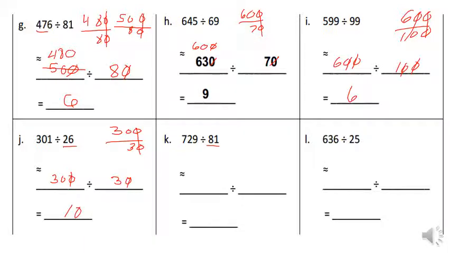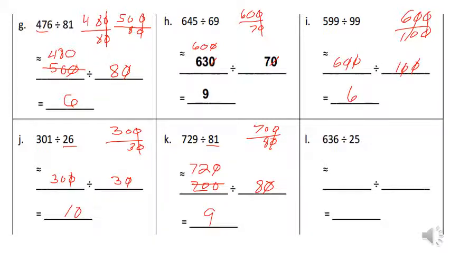Okay, 81 is closer to 80. 729 is 700. We have 700 over 80. And I'm going to take out my 10s. Now I got 70 divided by 8. Well, I can tell right now that 70 isn't going to work. But I know 8 times 9 is 72. So I can take it to 72. Now when I took out my zeros, I got 72 divided by 8, which will give us 9.